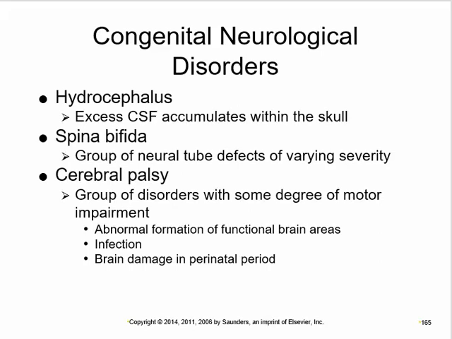Cerebral palsy is a whole group of disorders that affect motor function. And this is because of abnormal formation of areas of the brain that do it. It's brain damage in some perinatal period, so at about the time of birth. Could be infections, could be other damage, like lack of oxygen, that kind of thing.